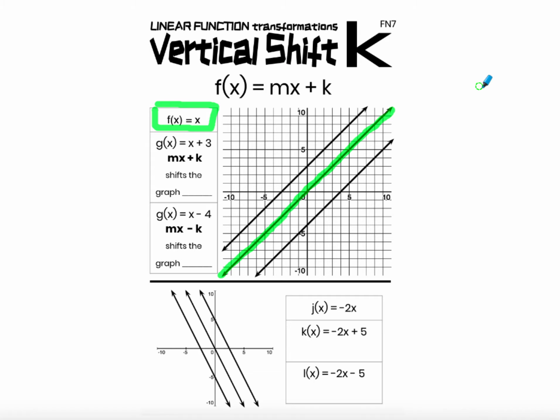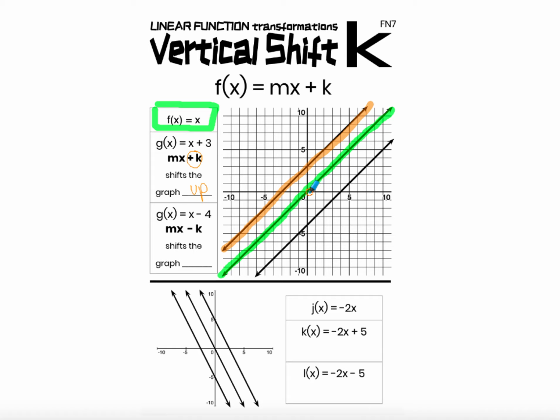G of x equal to x plus 3 is going to shift the graph up. When we have a plus k, we are going to be shifting the graph up. So here is my graph of g of x equal to x plus 3. I don't need to count anything. I just see of my two options, plus 3 and minus 4, this one represents a vertical shift of the parent function.